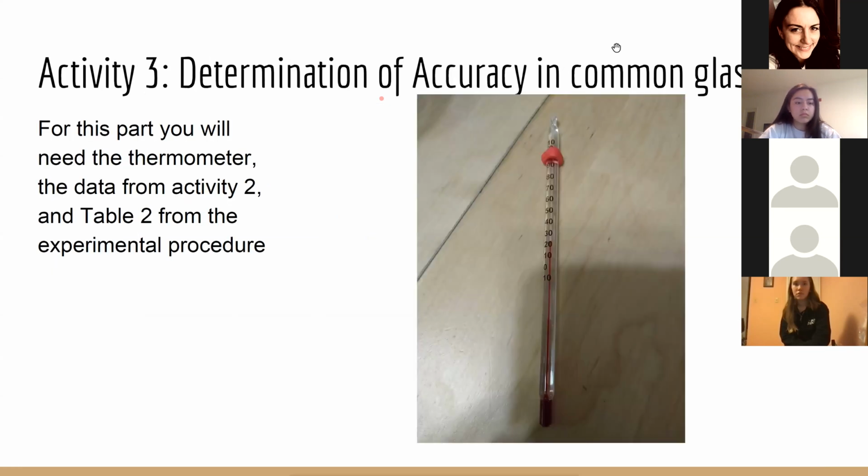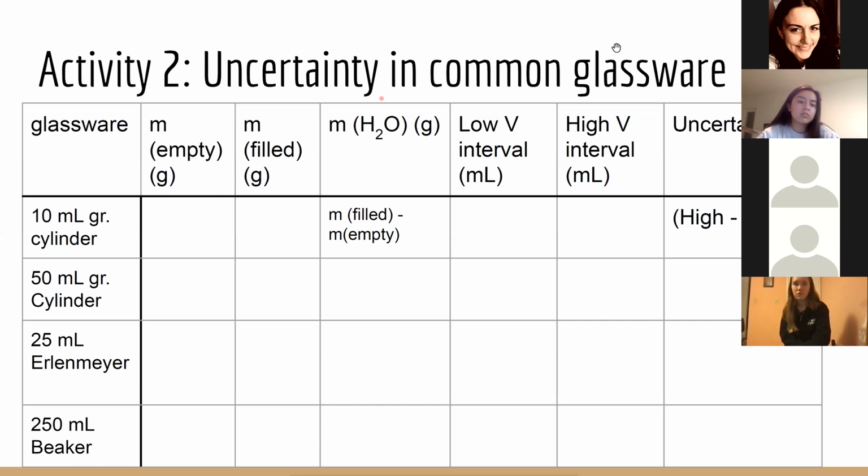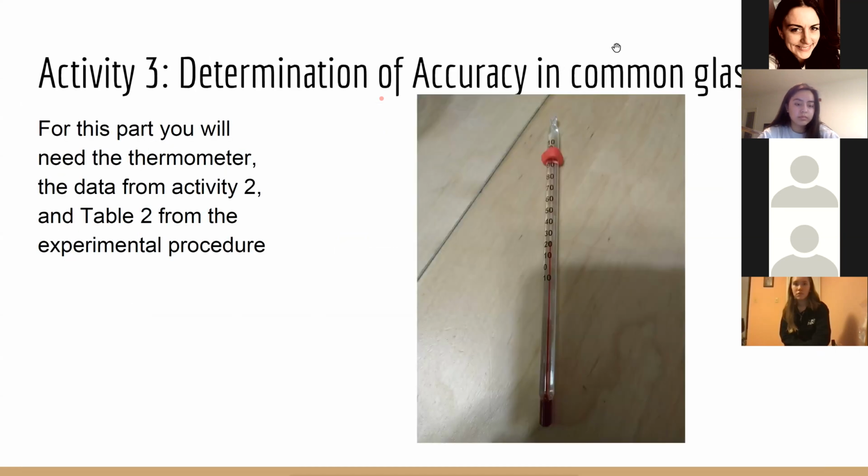So this is where we figure out the accuracy, by using your thermometer, getting the temperature of the room you're working in, the data from here. These are the masses of the glassware and the volumes you figured out. And then table 2. So I will show you what table 2 is.